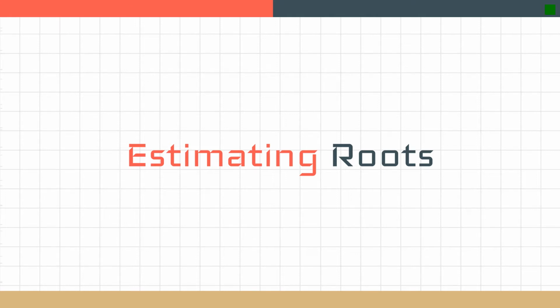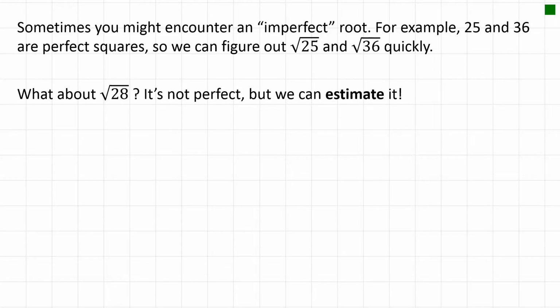Estimating roots. Sometimes you might encounter an imperfect root. So, for example, 25 and 36 are perfect squares, so we can figure out the square root of 25 and the square root of 36 very quickly. These are called perfect roots because they come from just a whole number squared.